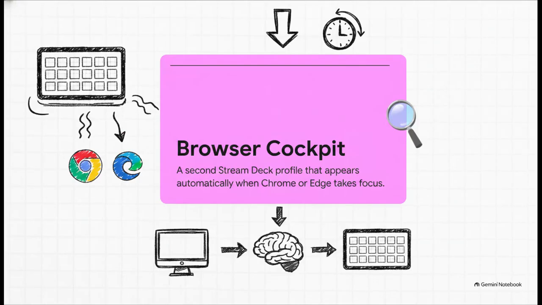So what actually is the Browser Cockpit? It's a secondary Stream Deck profile built specifically on a 15-key layout that automatically pops up the very second Chrome or Edge takes focus on your computer. And the brilliant little tip here, you never actually switch profiles manually. Because it's automated, your physical deck always matches exactly what you're doing on the screen. It is true friction-free automation.